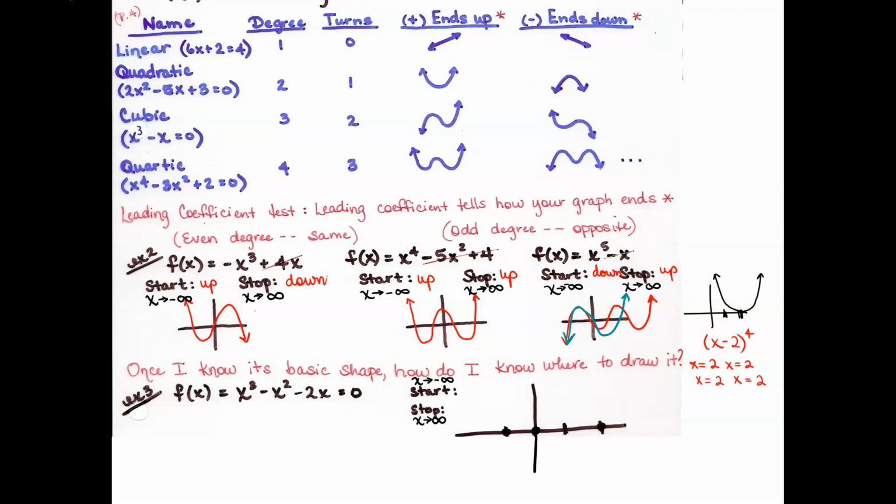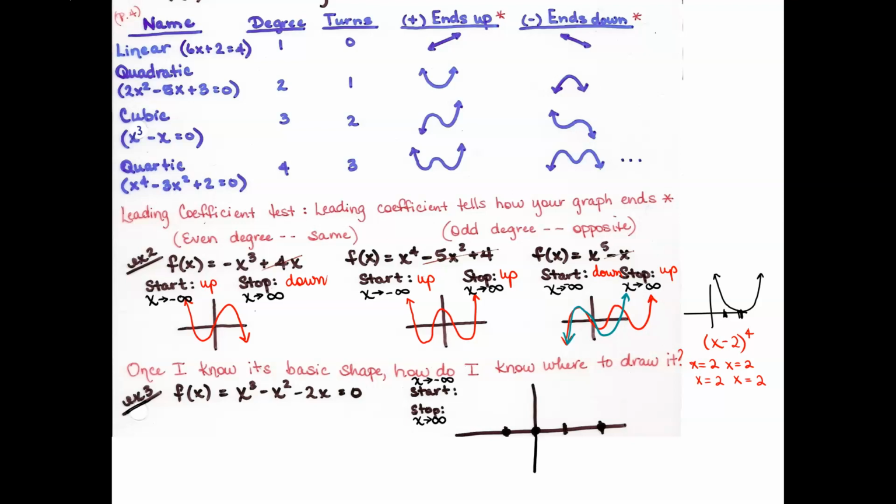All right, so I know how to come up with the basic shape. I know which way it starts and which way it stops and how many turns it's going to have and all that kind of stuff. How do I know where to draw it? Like, for this one back here, how did you know to draw that right there in the center of the graph? I mean, what's to say that it couldn't be over here somewhere, right? So now that I know its basic shape, here's where I find out where to draw it.